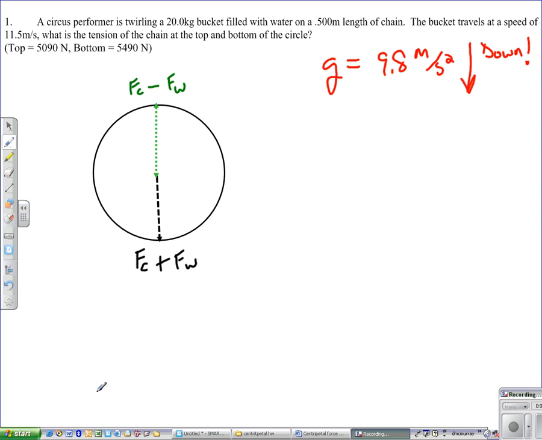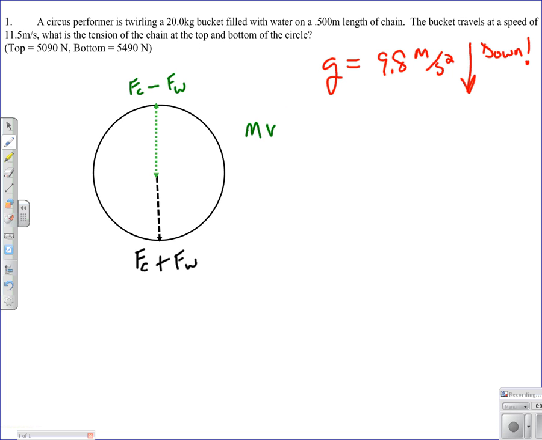Whereas at the top of the circle, the centripetal force and gravity are working in opposite directions, and so we subtract one from the other. So why don't we start with the subtraction. At the top of the circle, we say mv squared over r minus mass times gravity. That's just the two formulas: rather than just saying Fc and Fw, I put in the equation for Fc and the equation for Fw.